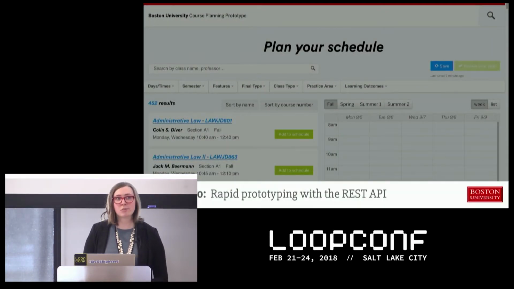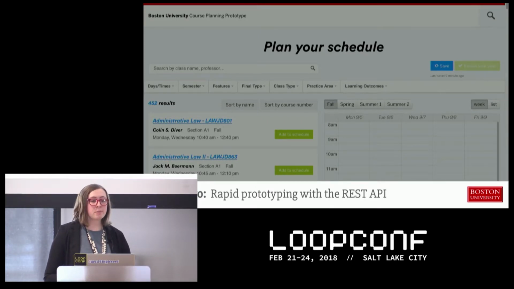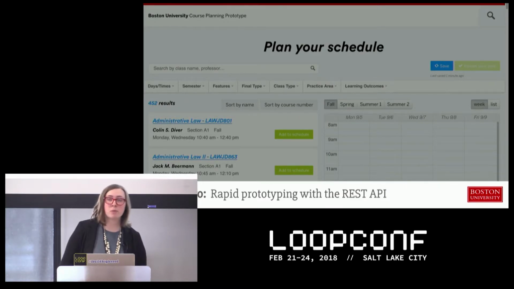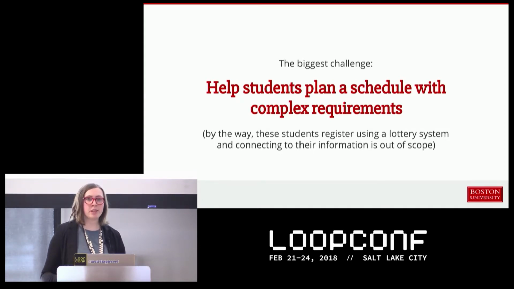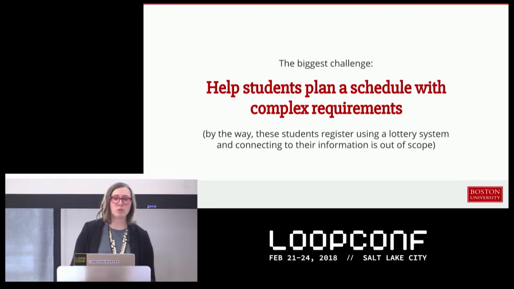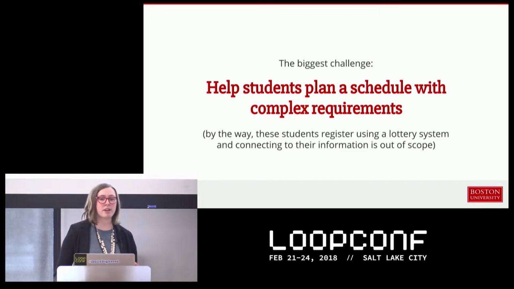The second opportunity I had to work with the WordPress REST API was a little more straightforward. It was a course planning prototype for a tool that we're hoping to build in the future. This is actually still in progress for some students who have very complex scheduling needs. So our big challenge here was just to help students plan a schedule with complex requirements. And the complex requirements are things like, they can't register for courses directly. They have to enter a course lottery in order to keep things fair and make sure everybody gets into the very popular classes for that particular program.